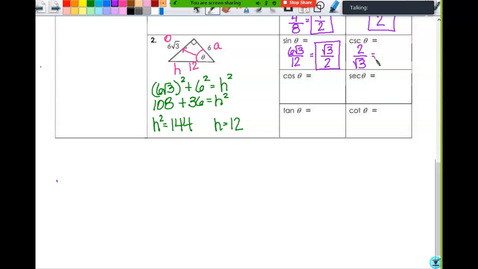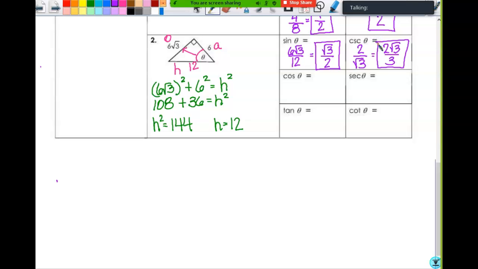So what's this called? What would I get? 2 square root of 3 over 3. It's called the answer is what it's called. There you go. All right.